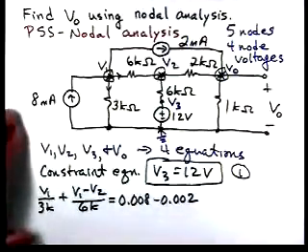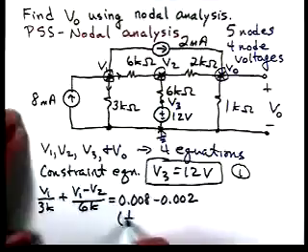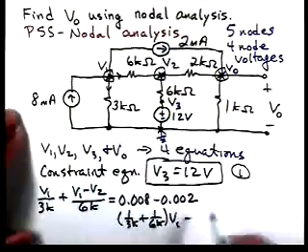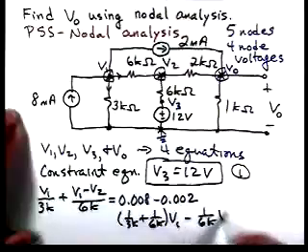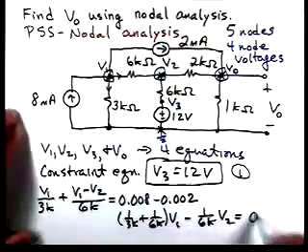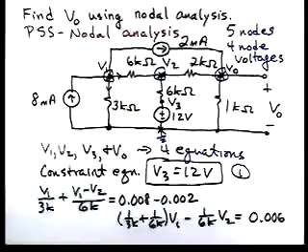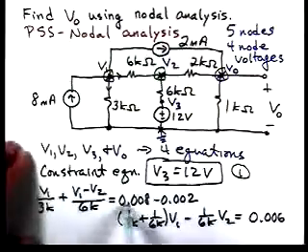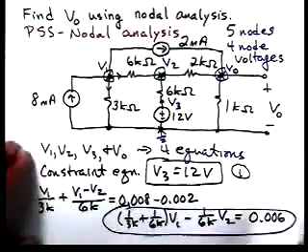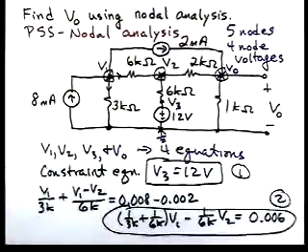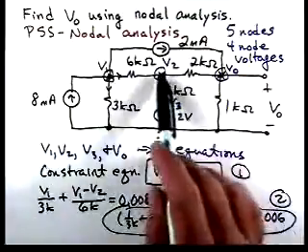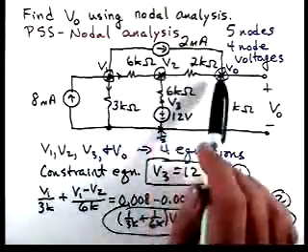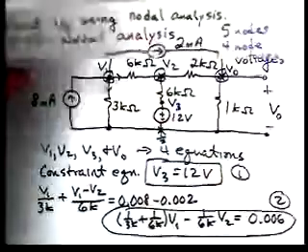So collecting terms, we have this equation. Here's our second equation. Now we need 2 more equations. We're going to apply KCL at this node and then KCL at this node.